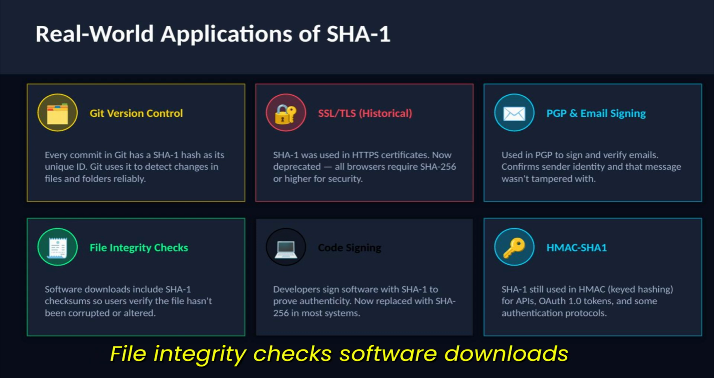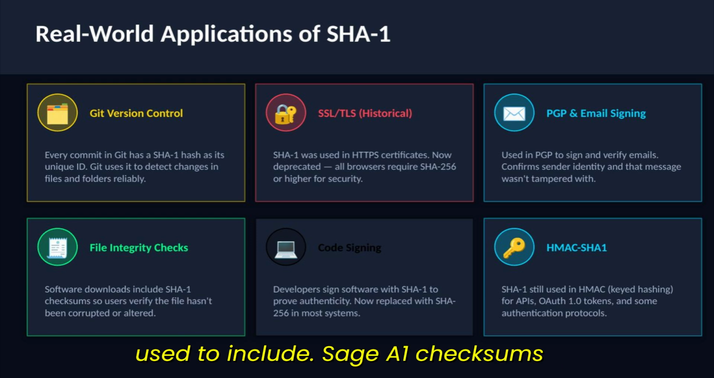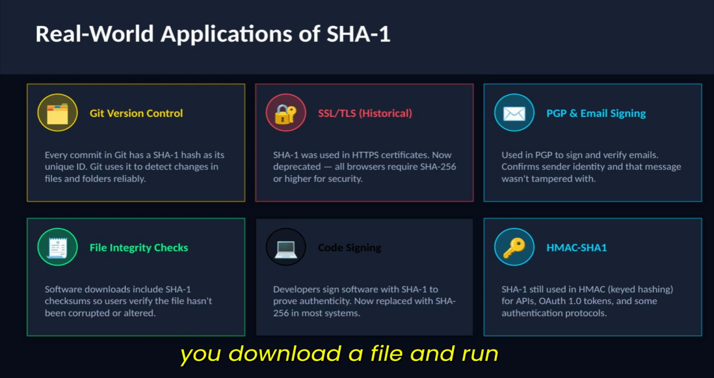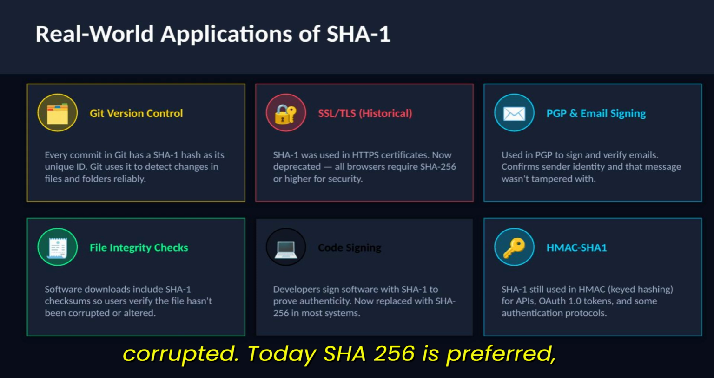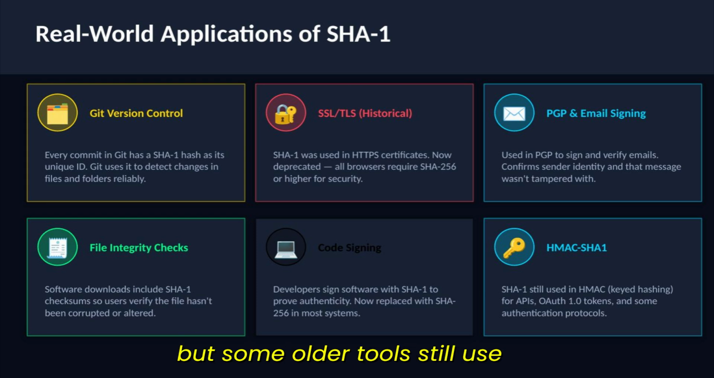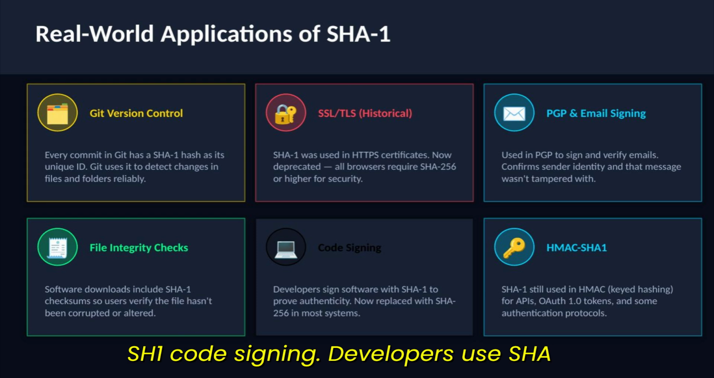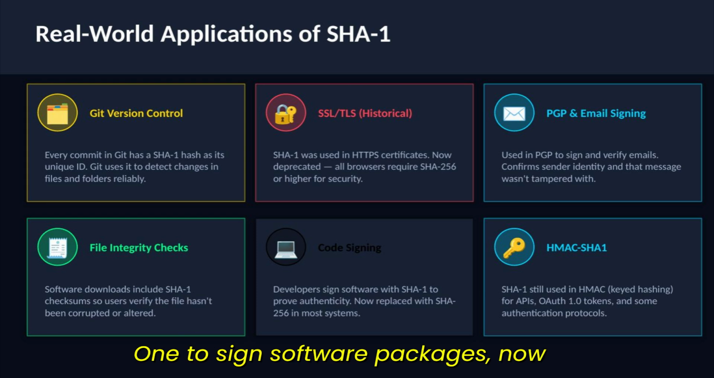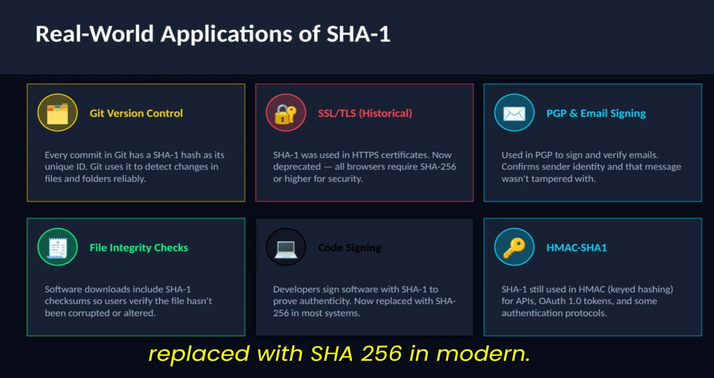File integrity checks. Software downloads used to include SHA-1 checksums. You download a file and run SHA-1 to verify it wasn't corrupted. Today, SHA-256 is preferred, but some older tools still use SHA-1. Code signing. Developers used SHA-1 to sign software packages, now replaced with SHA-256 in modern systems.